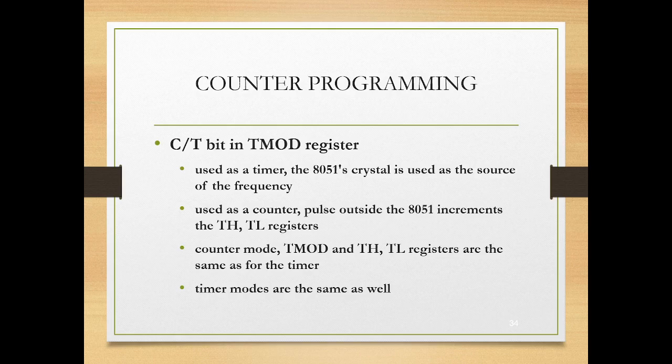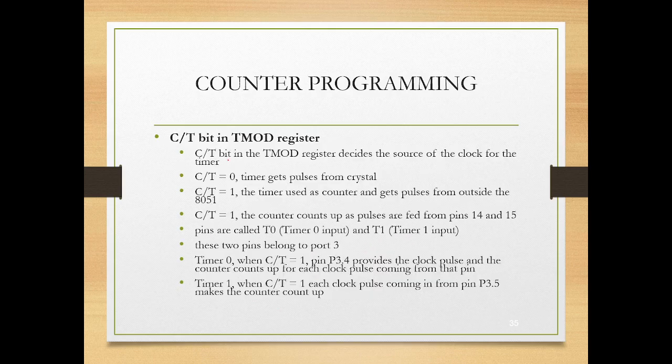The C/T bit in the TMOD register helps us identify whether the register is taken as a counter or a timer. So we use the C/T bit. As usual, the counter will increment the TH and TL registers, and counter mode will be identified. Using TMOD we will set the mode, and we use the TH and TL registers for counting purposes, as we have done for the timers. So let's proceed. Now let's see the actual procedure in detail.